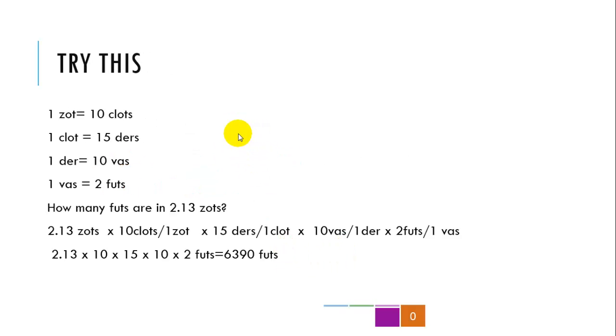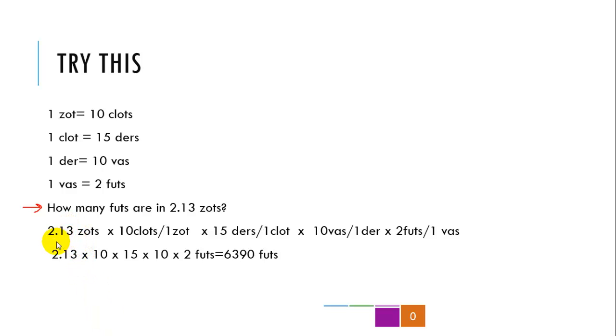All right, now here's one that really makes sure you understand this factor label method of problem solving. And I might add that you can expect to see something like this on your test. So the background is I tell you what all these conversion factors are. 1 Zot is 10 clots, 1 clot is 15 durs, 1 dur is 10 Voss, 1 Voss is 2 Futs. And my question is right here, how many Futs are in 2.13 Zots?